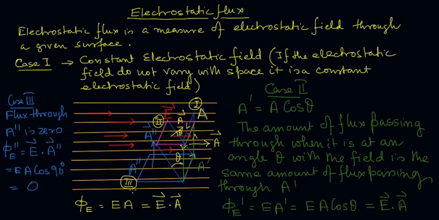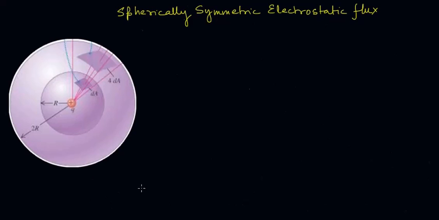Now let's go to a field which is not constant, and we will test the electric flux through those fields. Now we shall be doing spherically symmetric electrostatic flux. Now what is spherically symmetric electrostatic flux? Rather, what is spherical symmetry? See, first realize it physically, then we will go into the symmetry. We have to deal with symmetry separately, but try to realize this.